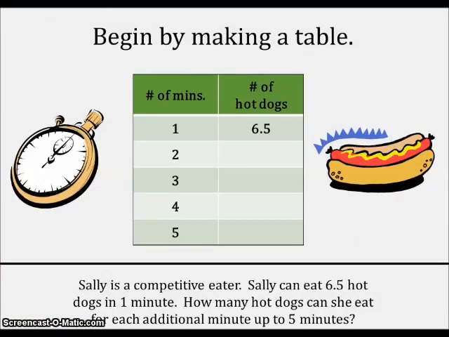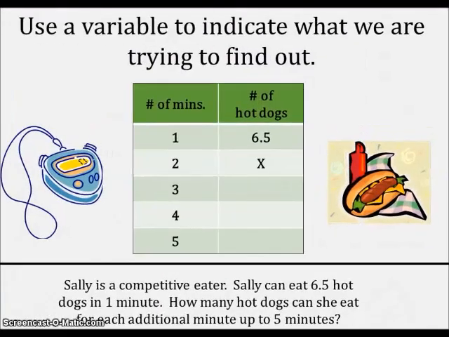So what I did was I set up a table. I know that she can eat 6.5 hot dogs in 1 minute, but what I don't know are these numbers here. So I know that I want 2 through 5 minutes, but I want to know the number of hot dogs she can eat in each additional minute, provided the proportion stays the same. So I'm going to use another variable. I'm just going to put x in for what I don't know. So let's just work with 2 minutes. So at 2 minutes, how many hot dogs could Sally eat?